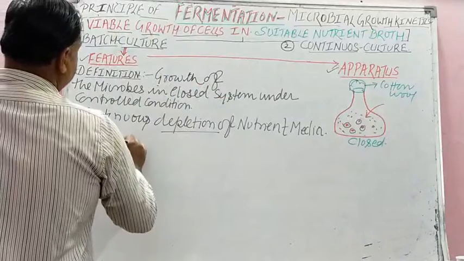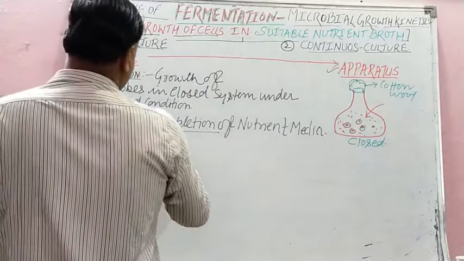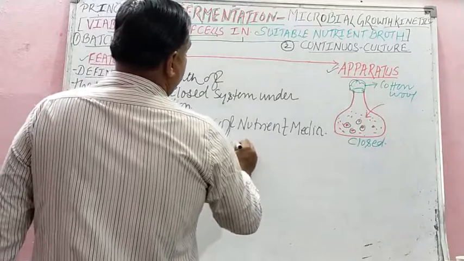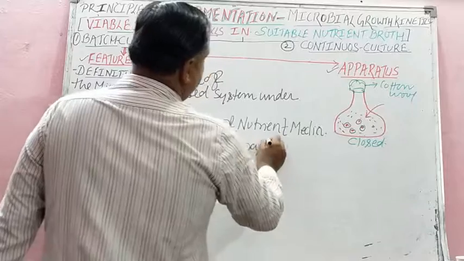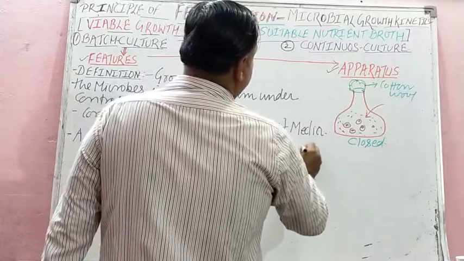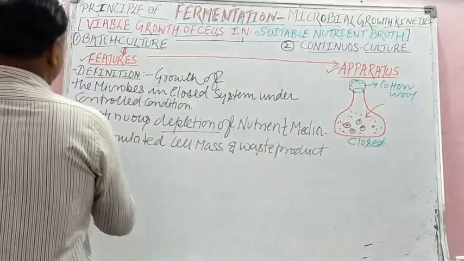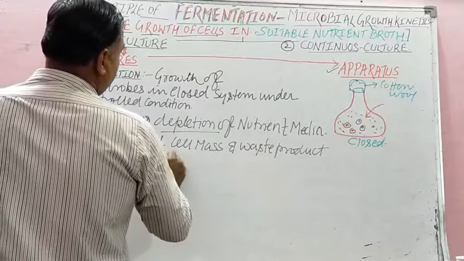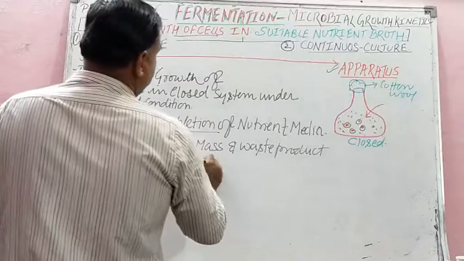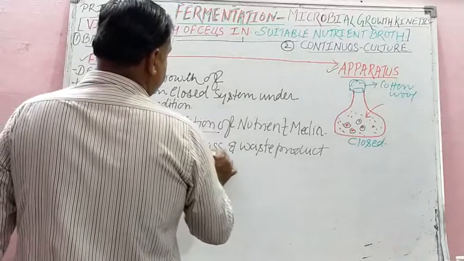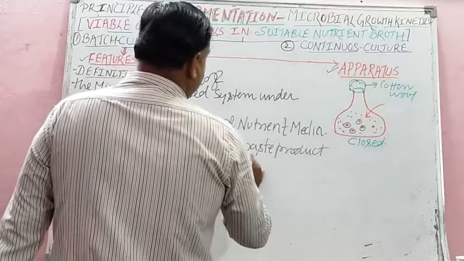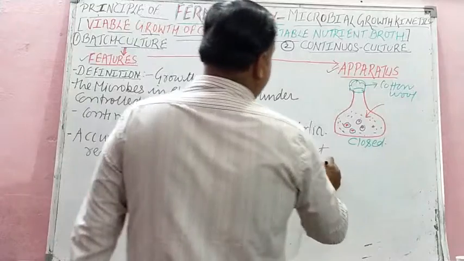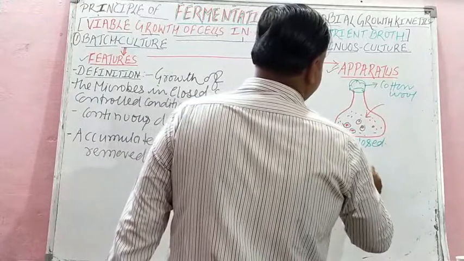Accumulated mass, or you can say cell mass and waste products and cell mass, they are removed or harvested at the end. Actually, the word harvested is used for cell mass at the end of the incubation period, isn't it?